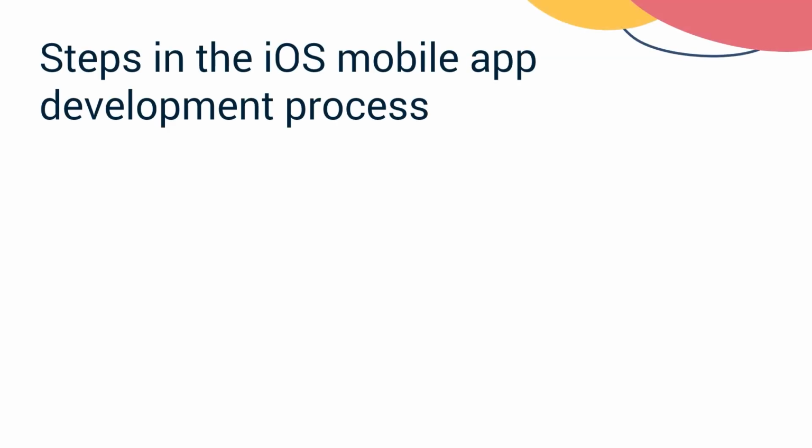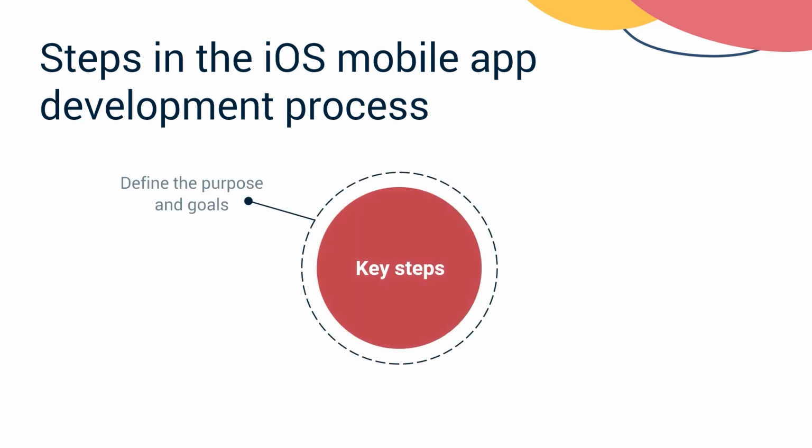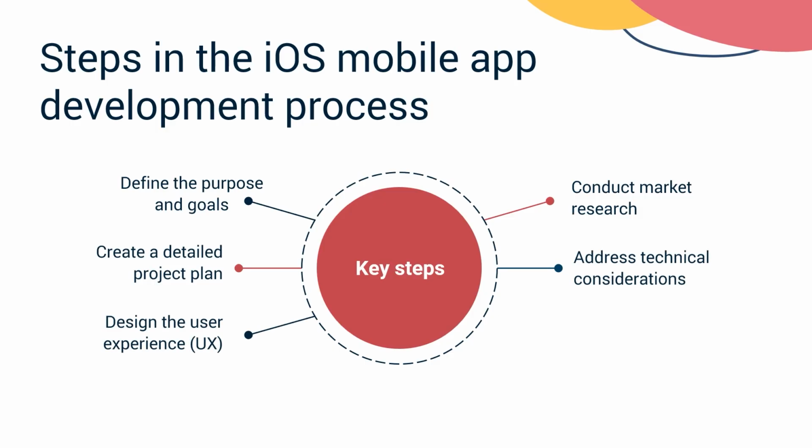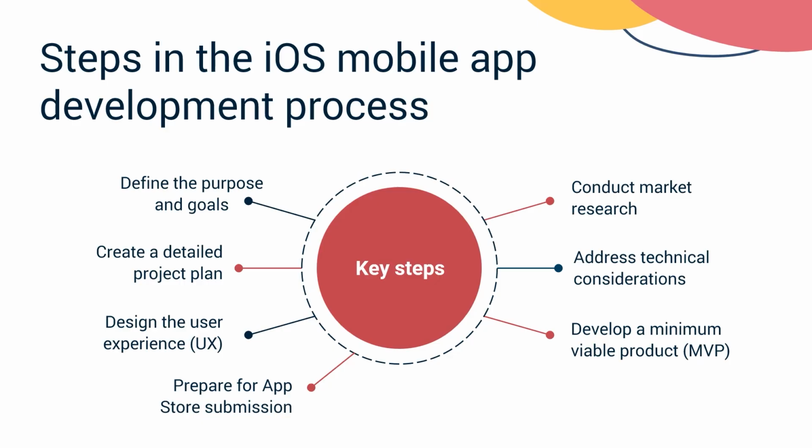There are 8 key steps in the iOS mobile app development process. Define the purpose and goals. Conduct market research. Create a detailed project plan. Address technical considerations. Design the user experience, or UX. Develop a minimum viable product, or MVP. Prepare for App Store submission. And finally, plan post-launch activities.